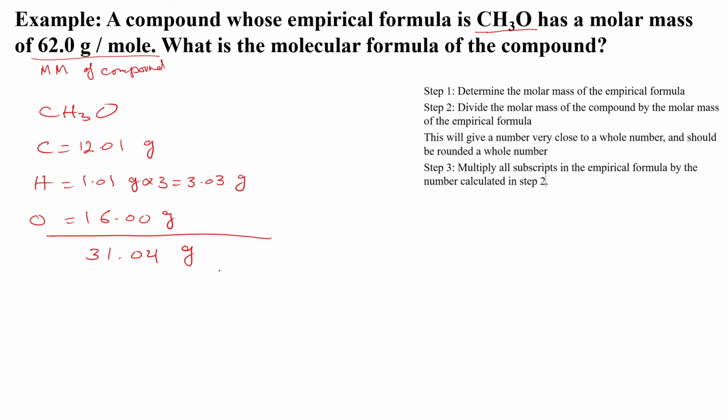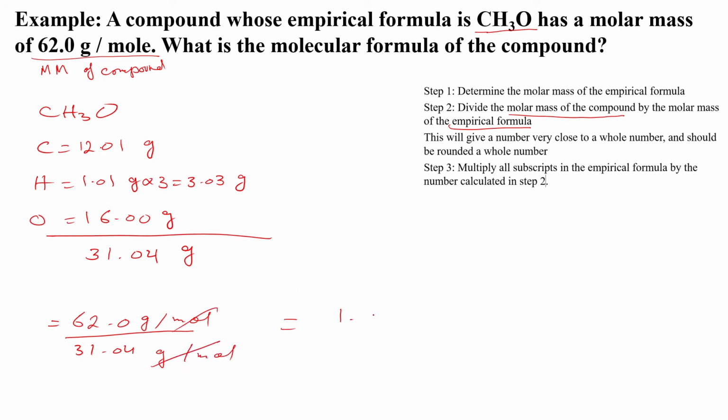You will be adding all these numbers, and your molar mass for the empirical formula is 31.04 grams. You will be dividing the molar mass of the compound by the molar mass of the empirical formula. So that's what I'm going to do here. 62.0 grams per mole is the molar mass of the compound, and the molar mass of the empirical formula is this much grams per mole.